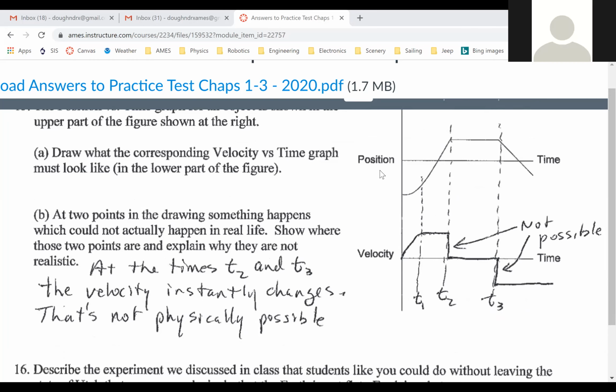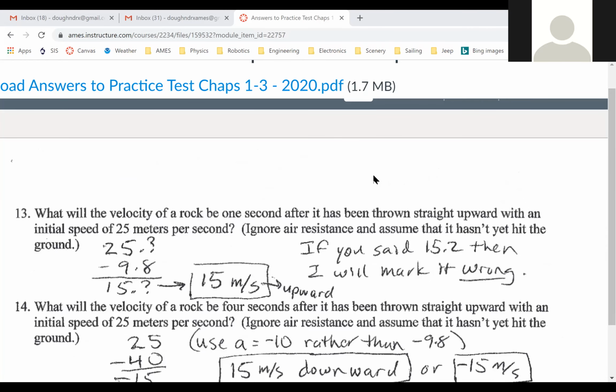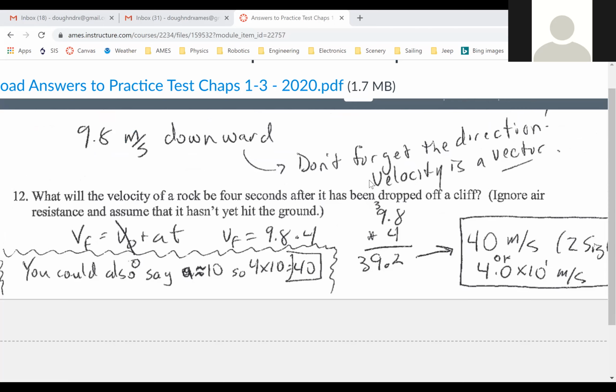I had a question on, I don't know which one it was, oh, it was 12, and you said on the practice test that it was 40, but the calculator itself says 39.2. And I don't understand how it would go from 39.2 to 40 instead of 39. Well, if you were allowed 2 sig figs, then I agree with you. 39 would be the right number. But are we allowed 2 sig figs?